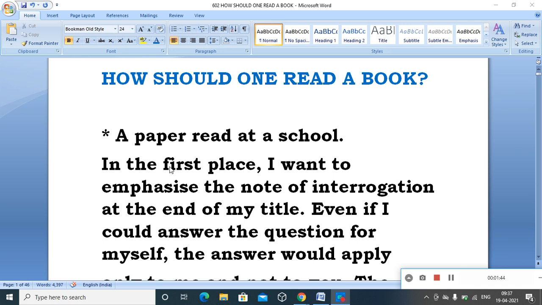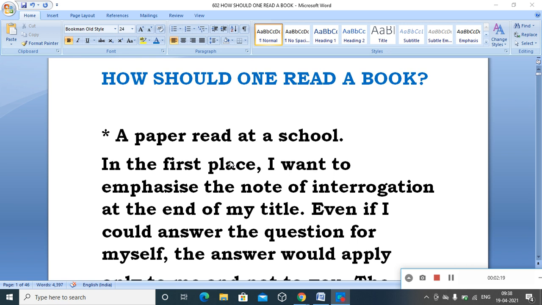Still, even in that case, how should one read a book? Let us go for a very short description, at least a briefing, of the whole part. The first section, the first paragraph, talks about freedom in reading and interpreting. In the first section, the essayist talks about freedom, actually the act of reading.